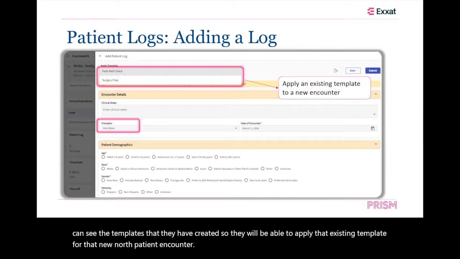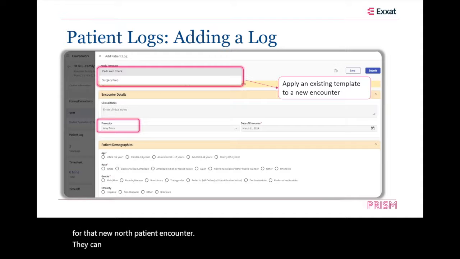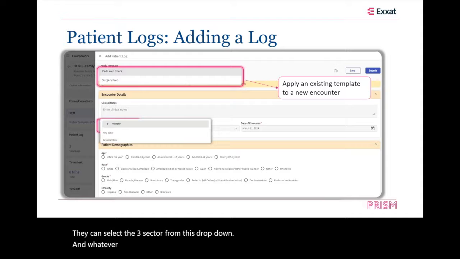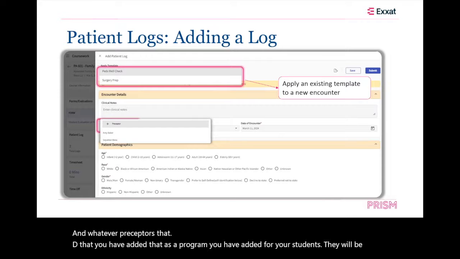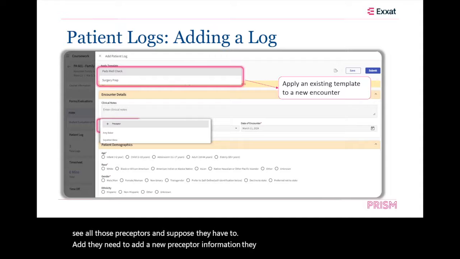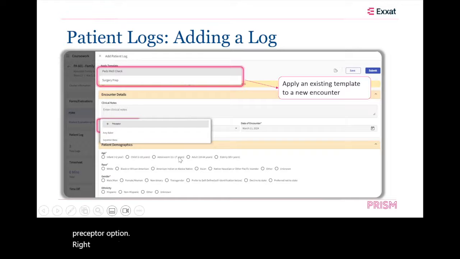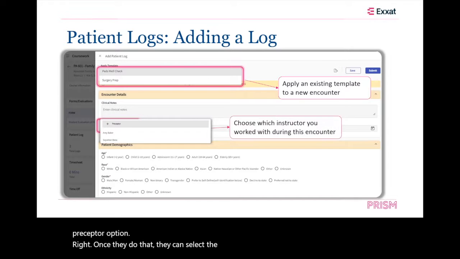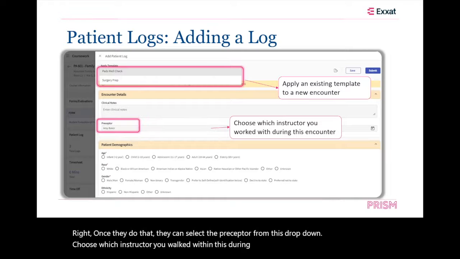Then they can select the preceptor from this drop down, and whatever preceptors you have added as a program for your students, they will be able to see all those preceptors. And suppose they need to add a new preceptor information, they can do that by clicking on this plus preceptor option, right? Once they do that, they can select the preceptor from this drop down. Choose which instructor you worked with during this encounter.